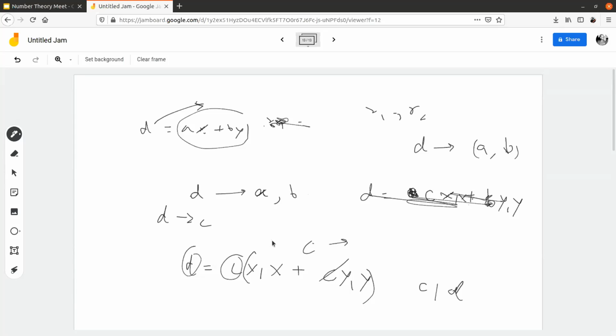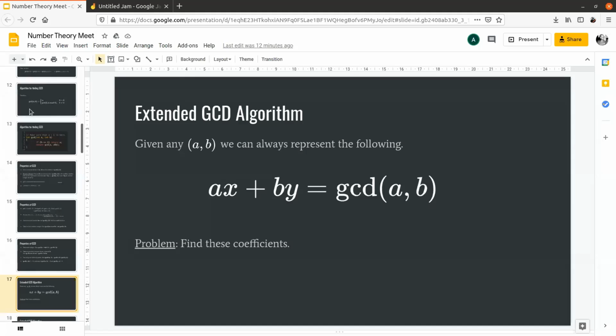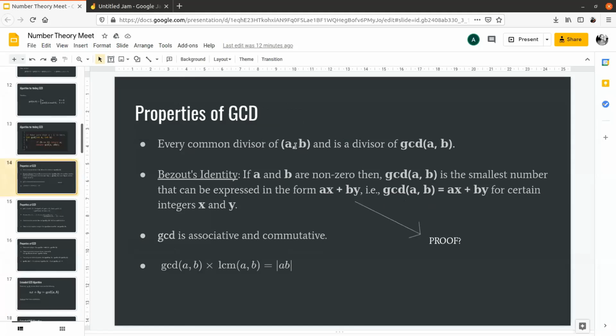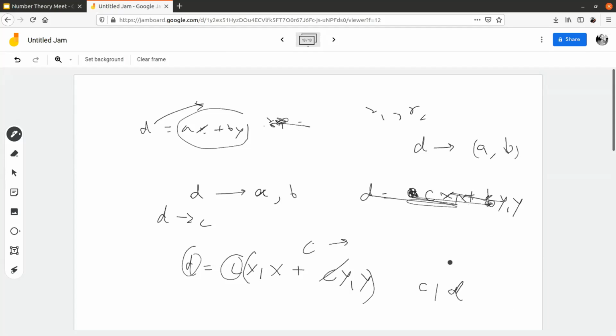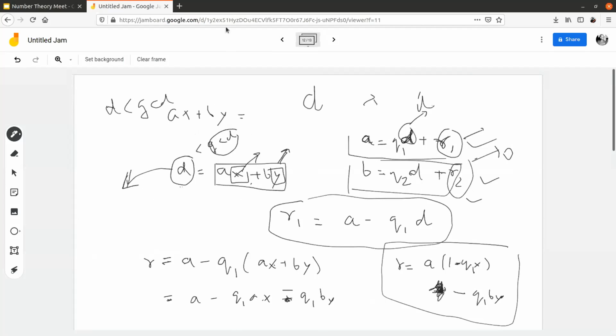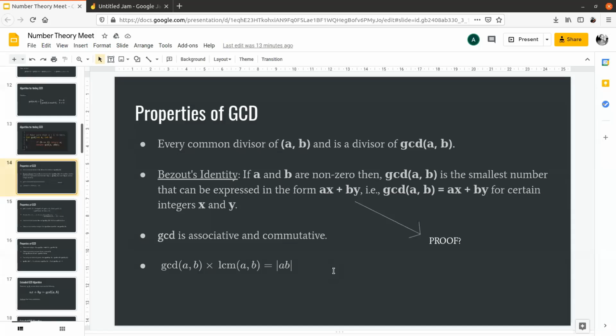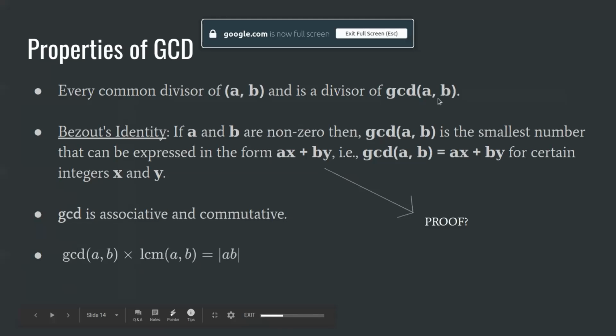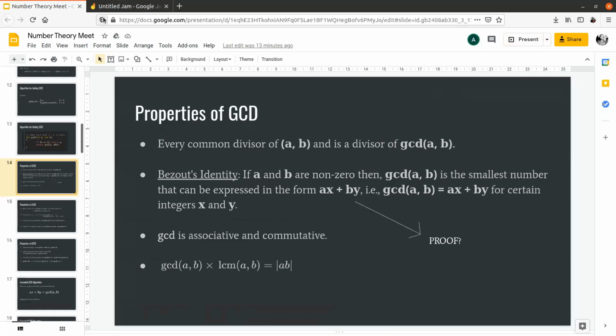So that was basically the first property that we talked about: every common divisor of A and B must be a divisor of GCD. So since C is dividing D for every possible C, we proved that this common divisor D that we talked about, being the smallest number representable as AX plus BY, is actually the GCD. I guess this was a bit of a long proof. So if anyone has any doubt, please tell. If you didn't get any part, I can go through the entire thing again.